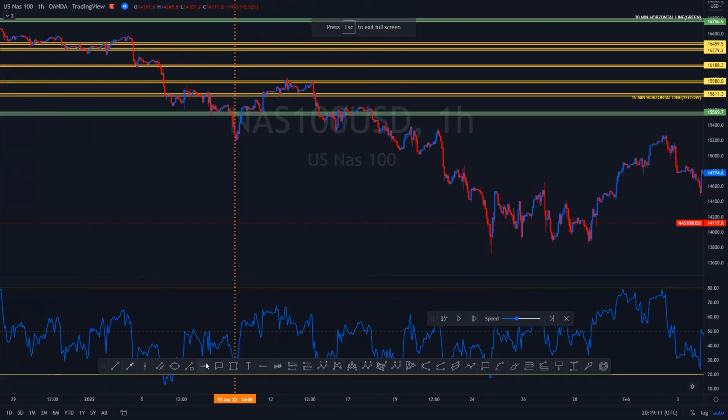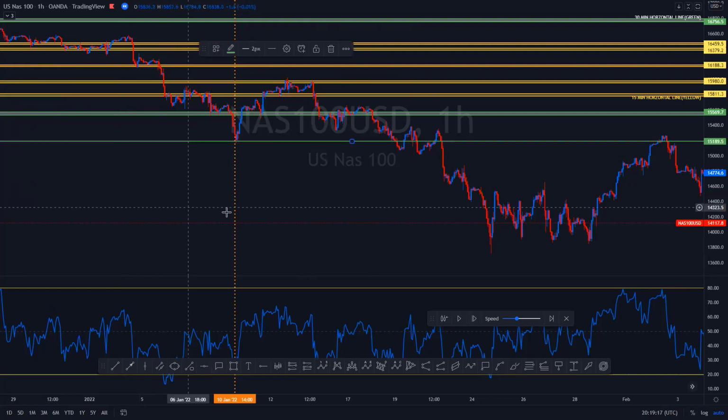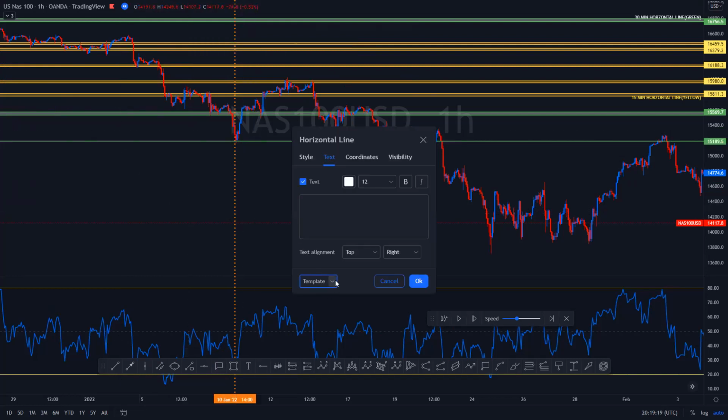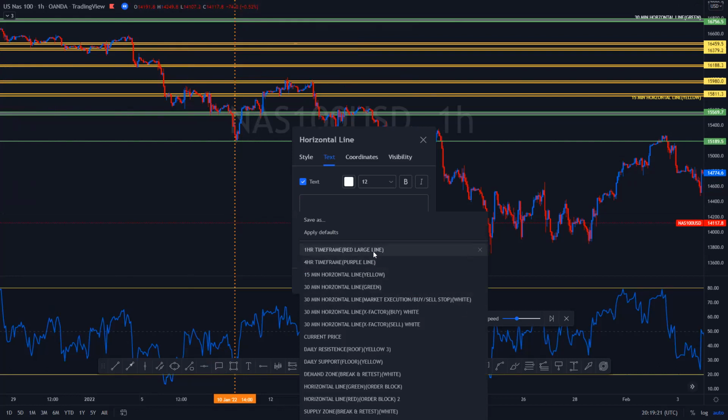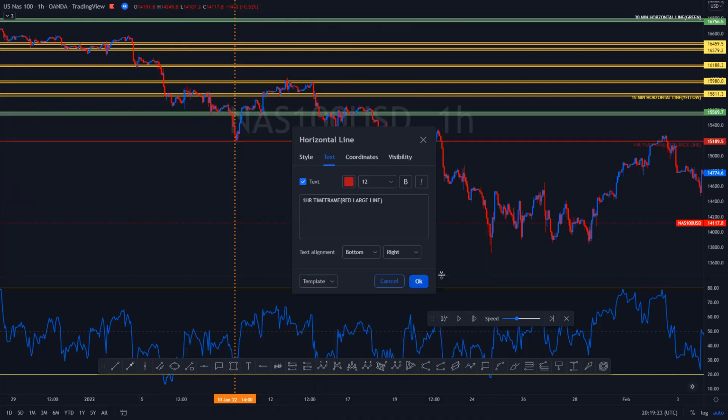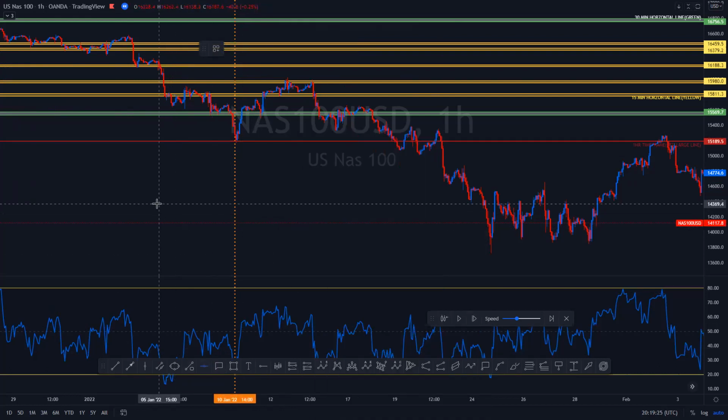Then I'm going to start marking up my horizontal lines for this. And this is a good one. And this is going to be red. That represents the 1 hour time frame zone. So I want to say I see it here.